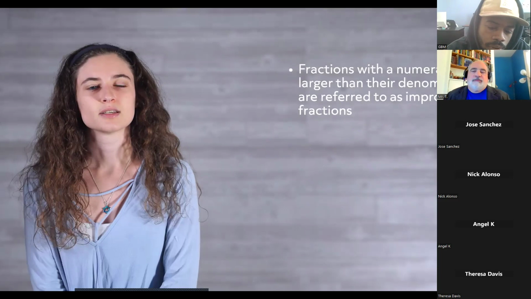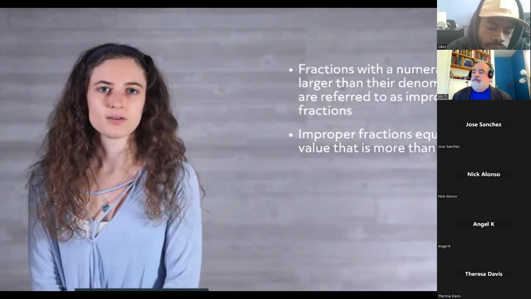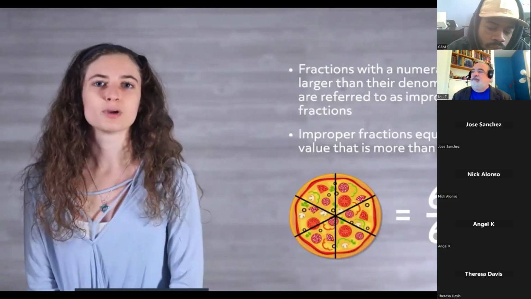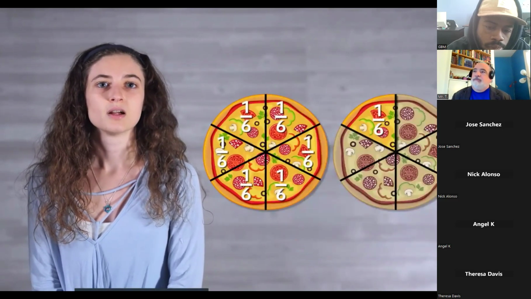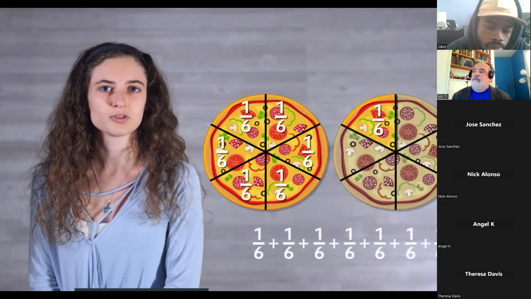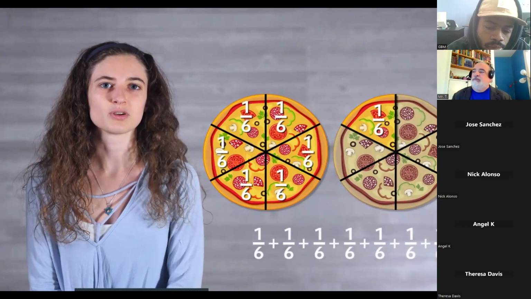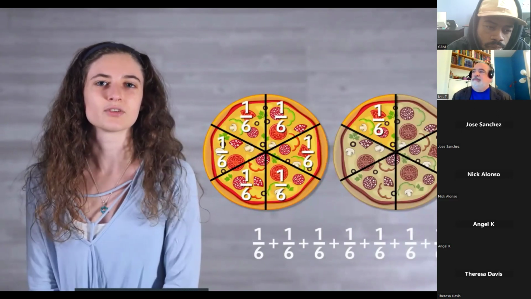Okay. Improper fractions equal a value that is more than 1. 1 whole pizza would be represented by 6/6. 7/6 represents 7/6, which is more than 1 pizza. This could be visualized as 1/6 plus 1/6 plus 1/6 plus 1/6 plus 1/6 plus 1/6 plus 1/6 equals 7/6.